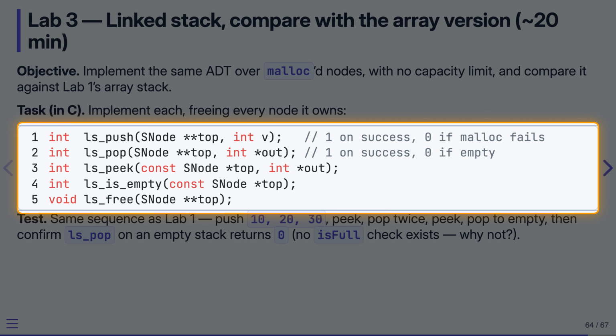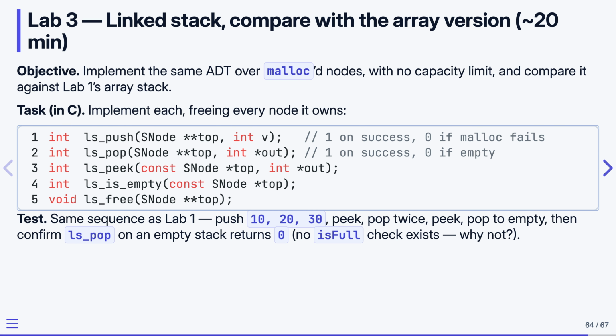These are the functions. They use a status returning style. The push function adds a node on top and returns 1 on success, or 0 if malloc fails. The pop function removes the top node and returns 1 on success, or 0 if the stack was empty. Both take top by address, so they can move the caller's top. The peek function reads the top value. The isEmpty function reports whether the stack is empty, and the free function returns every node to memory. Each function must free every node it owns.